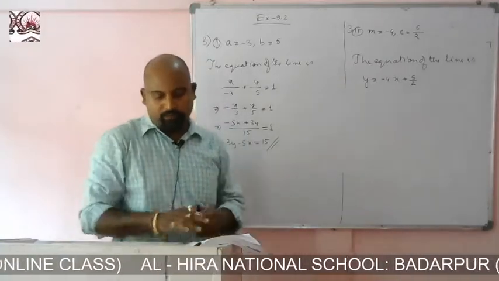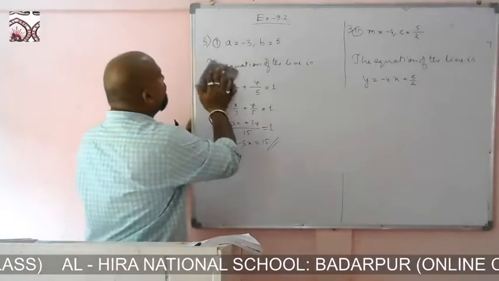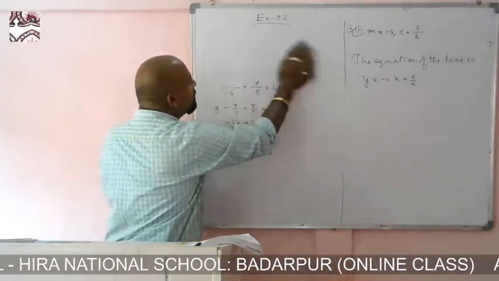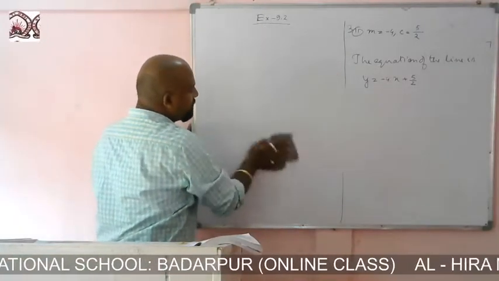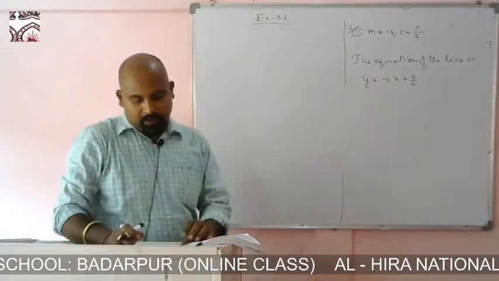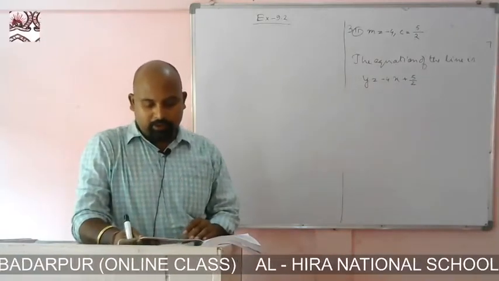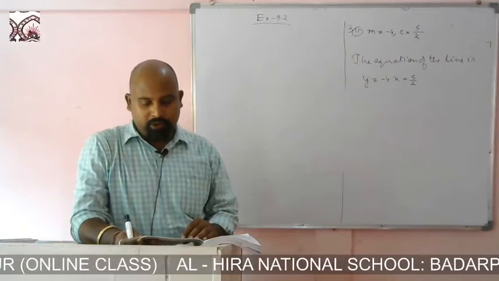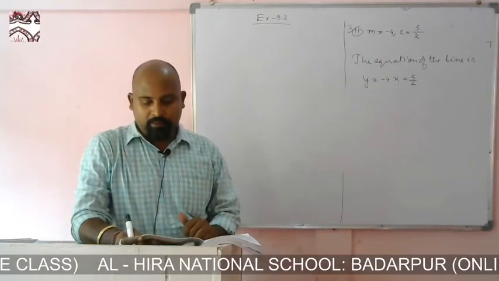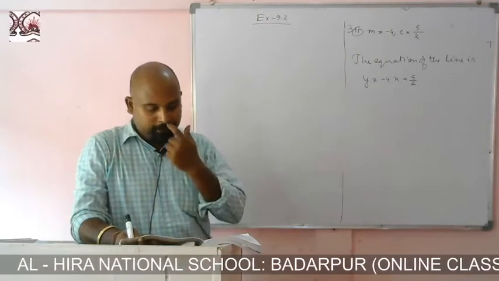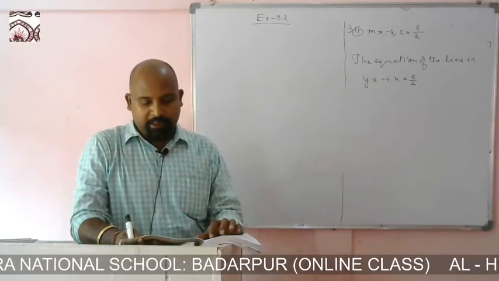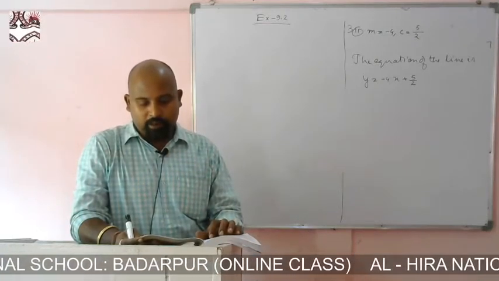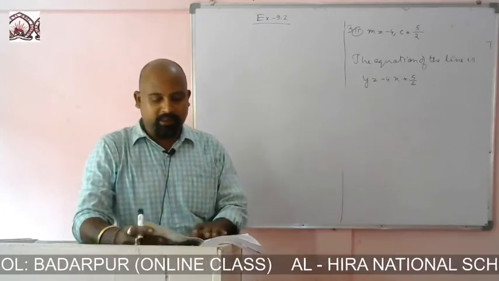Now question number 4. Using the concept of the equation of a straight line, show that the points (1, minus 1), (5, 1) and (11, 4) are on the straight line.